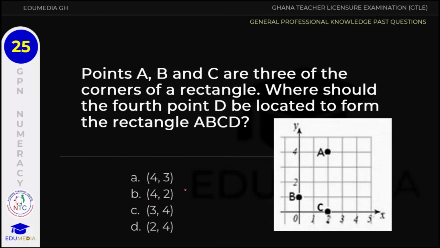Question number 5. Points A, B, and C are 3 of the corners of a rectangle. Where should the 4th point D be located to form the rectangle ABCD? So for this question, what I can easily do is I can follow this dot. So using your pen and your ruler, you can try to map up this here to get a perfect rectangle. Remember, you're looking for the point, the 4th point.